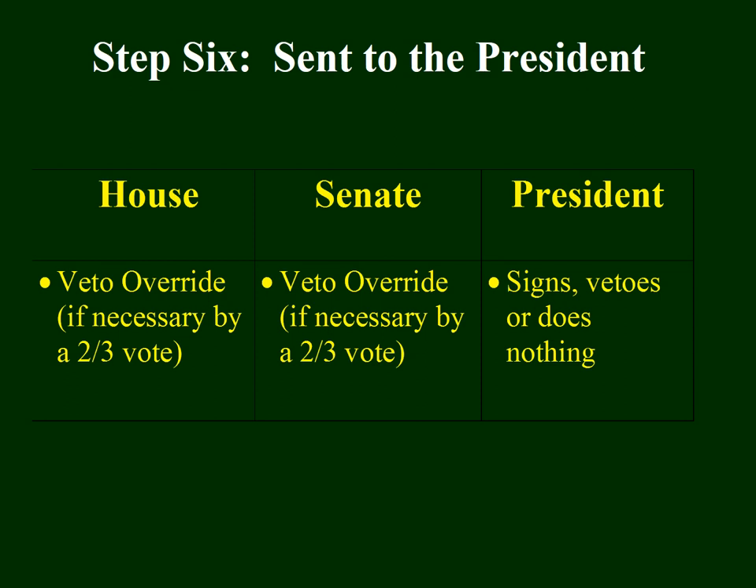So here we are back to that chart. If the president issues a veto, an override vote is taken in both the House and the Senate, and if they vote to override the presidential veto by that two-thirds majority, a bill can become a law even without the president's authority or approval.